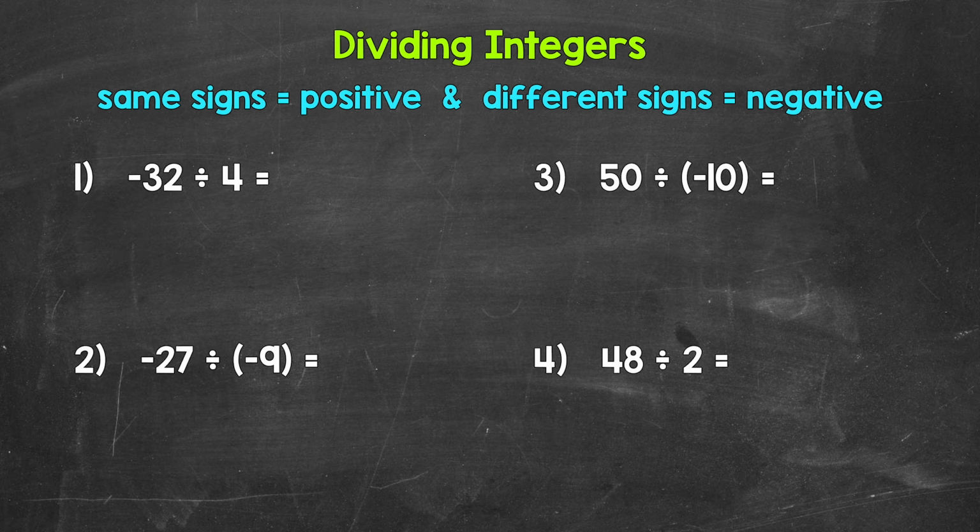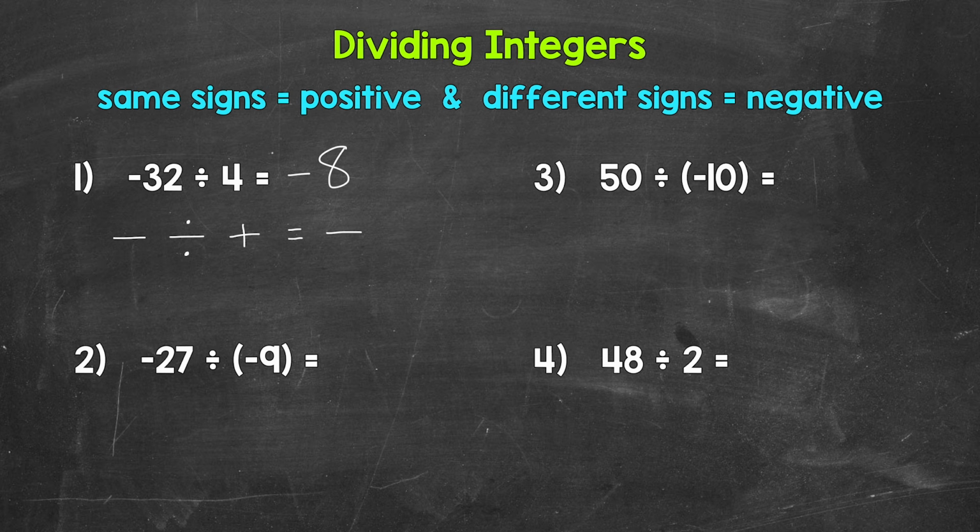We have negative 32 divided by 4. Well, notice we have different signs here. A negative divided by a positive. That means our answer will be negative here. So all we need to do is think, 32 divided by 4 is 8. And since we have different signs, this is a negative 8. Negative 32 divided by 4 equals negative 8. And that's it. A negative divided by a positive equals a negative.